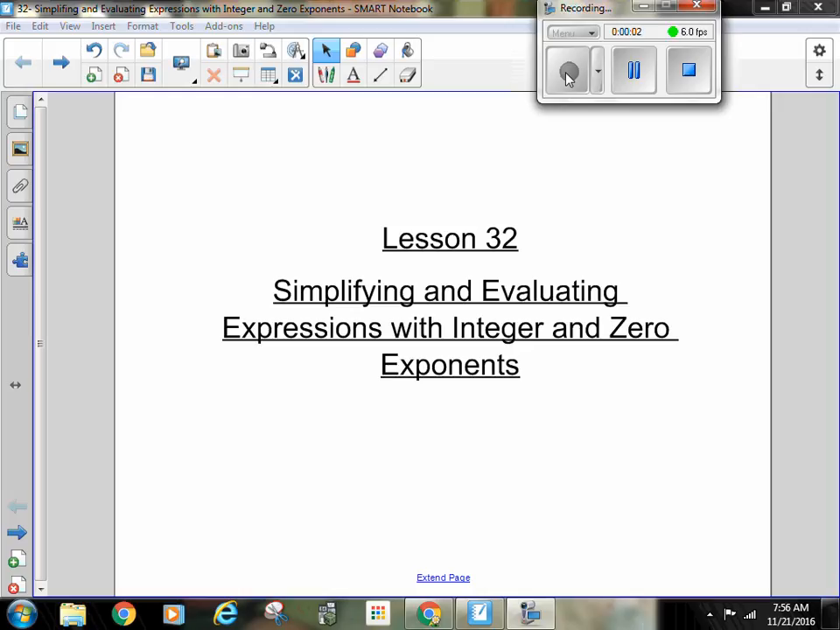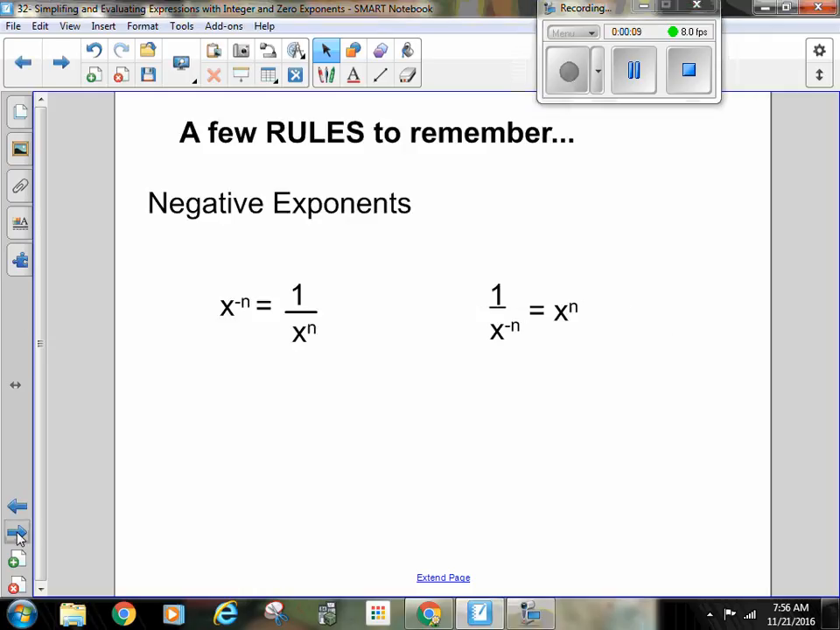Okay, ladies and gentlemen, lesson 32 is on simplifying and evaluating expressions with integer and zero exponents. A few rules to remember. When we have negative exponents, if it's in the numerator, such as something like that, it moves to the denominator. If it's in the denominator, it moves up to the numerator. So we just flip the spot.